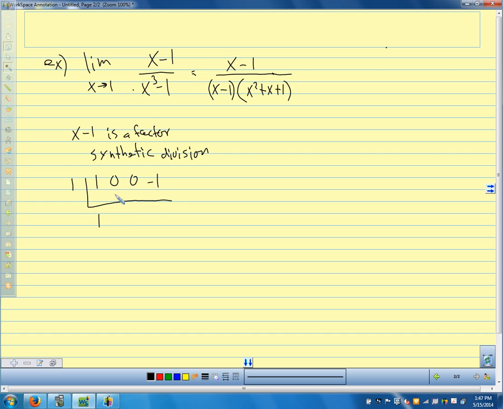Bring that down, multiply, add, multiply, add, multiply, add. Our remainder is 0. We knew this was a factor. So that tells us we have x squared plus x plus 1 after we divide by x minus 1. And that's where this piece comes from. So if you can't remember those perfect cubes, I rarely remember them. I usually have to do this synthetic division. Because I know that 1 is a 0. 1 gives me a 0 of the function. So x minus 1 is a factor. And then I do the synthetic division.